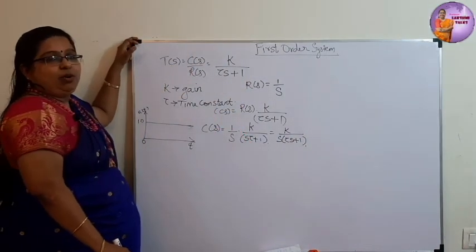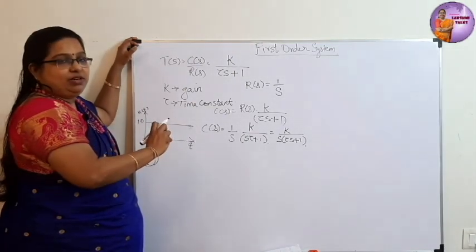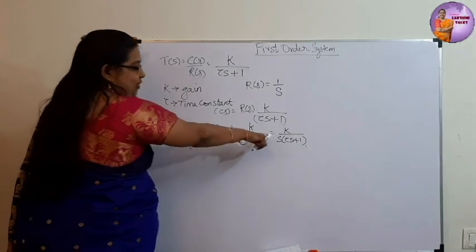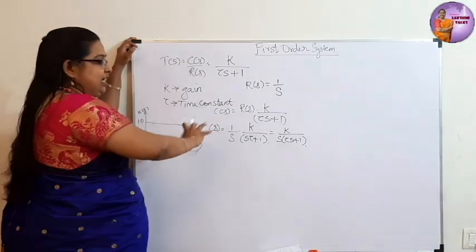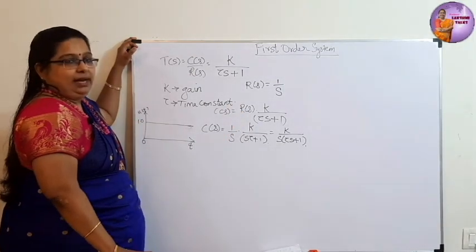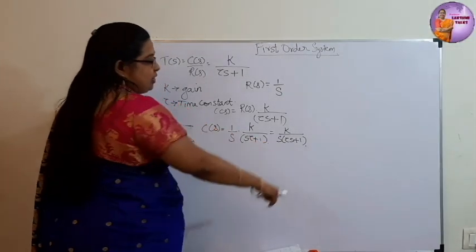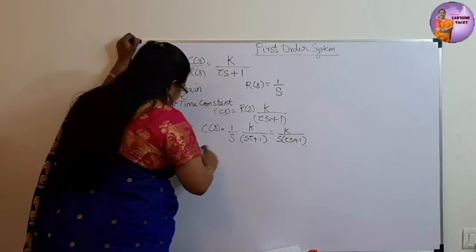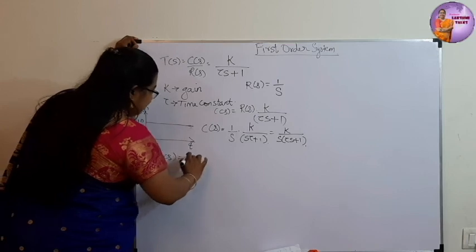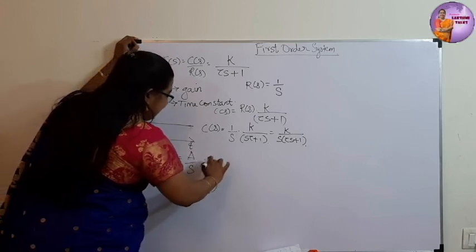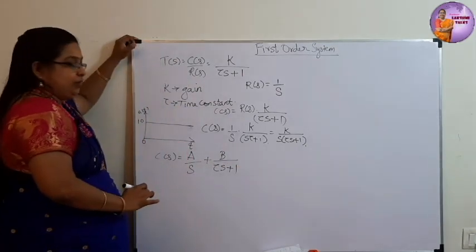Okay, now how to go about? We need to find out c of t. How to find out c of t? We need to do partial fraction of this c of s and get it into two different terms, right? Then we can apply Laplace inverse. Here, since we have k by s into tau s plus 1, we will have two terms. What are they? While using this partial fraction method, c of s is equal to a by s plus b by tau s plus 1.